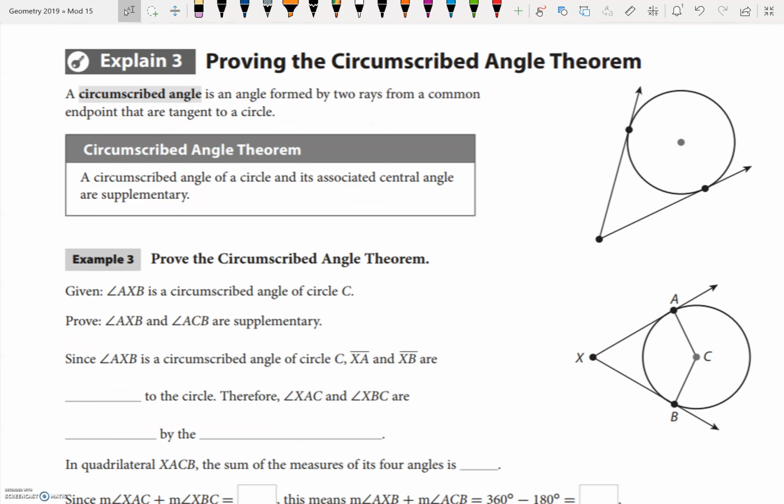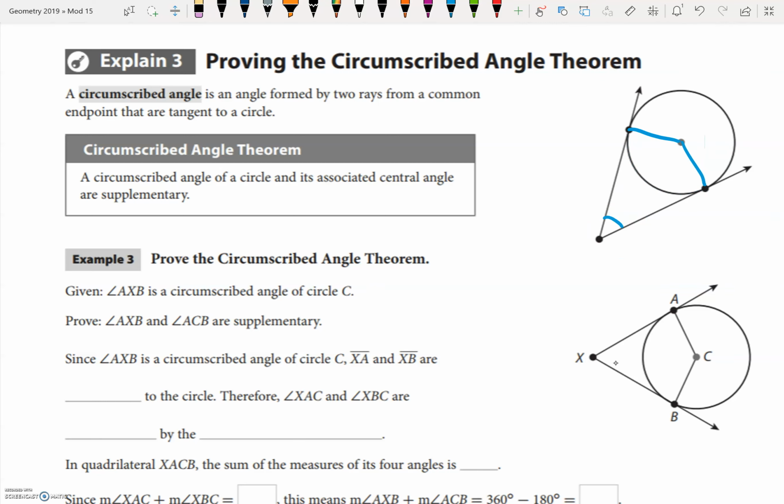The next thing we have here is the circumscribed angle theorem. It says that a circumscribed angle is an angle formed between two rays of a common endpoint. So there's this tangent and this tangent, which means that the circle has an angle on the outside, and we could say that that angle circumscribes, or it's a circumscribed angle. How do we figure out this angle and what's its relationship to the arc? It says here that the circumscribed angle and its associated central angle are going to be supplementary to each other. So how do we figure that out?